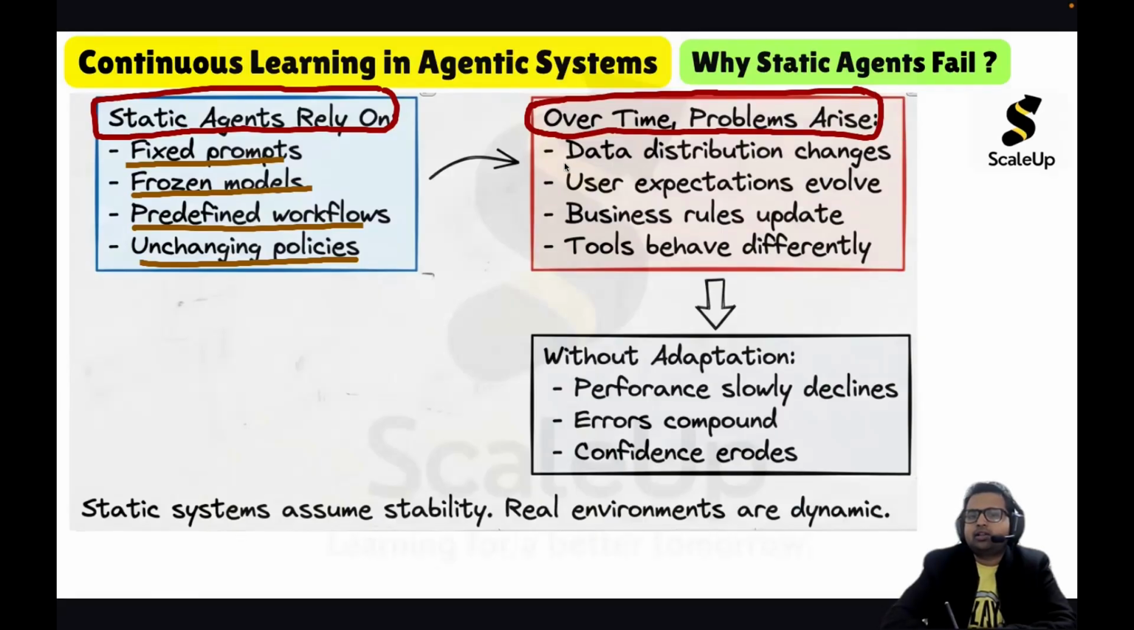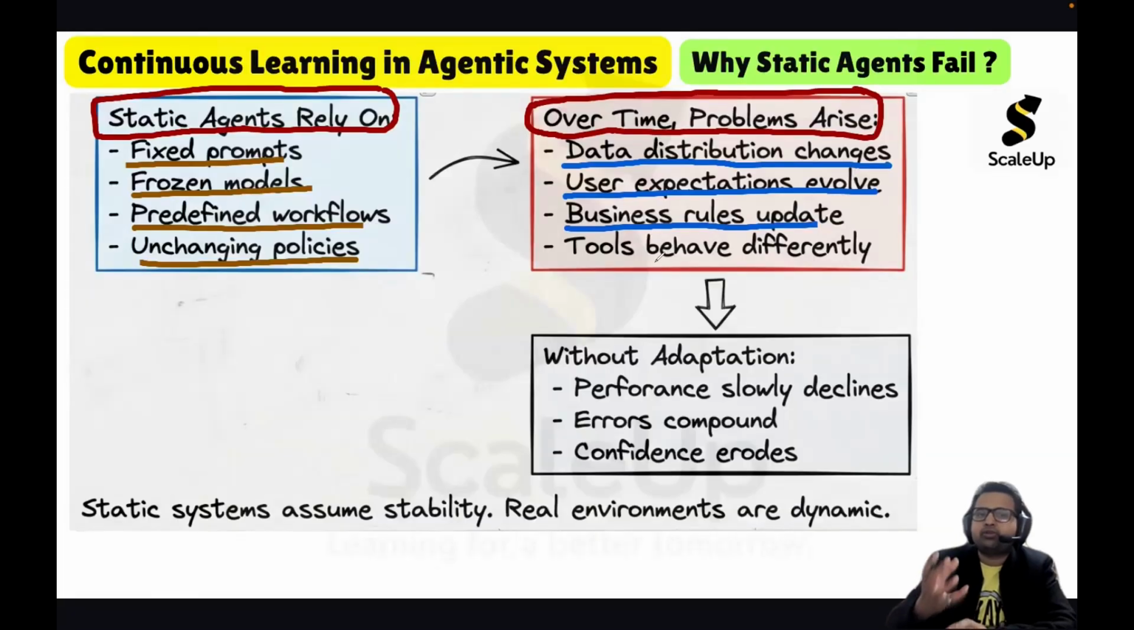With time, the data distribution changes, and hence static agents start failing. User expectations evolve, so static agents start failing. Business rules update with time, and static agents start failing because they are based on fixed things, fixed workflows. Tools behave differently, and hence static agents start failing.